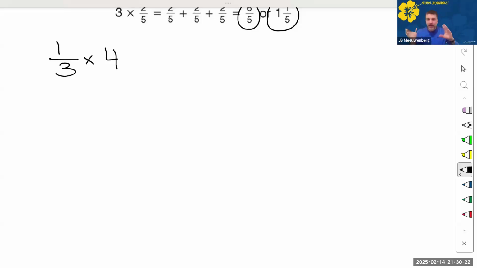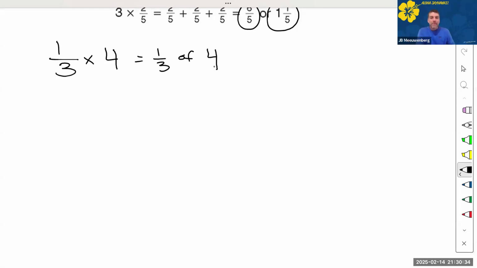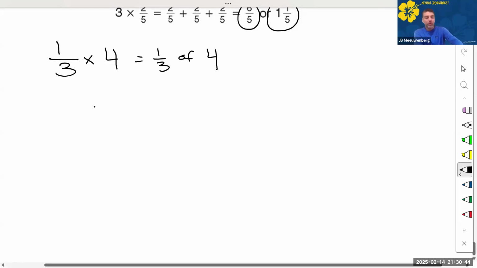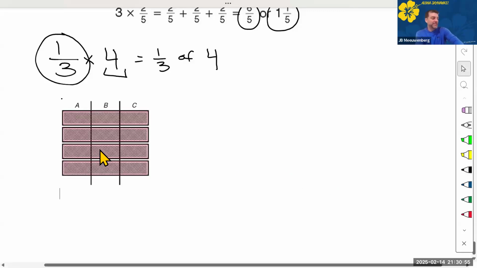Well, what if we look at the fraction times a whole number the other way around? 1/3 times 4 means 1/3 of 4. Those are equivalent statements. And so this product can be illustrated if we use 4 whole bars and divide the entire set into 3 equal parts. So this is how many things we have, and this is how much of that we are going to be using. And so it might look something like this.